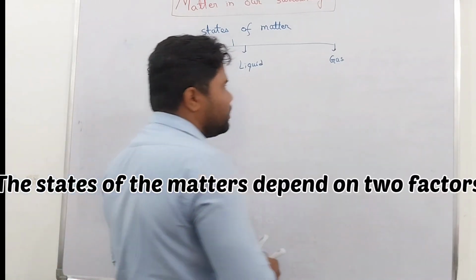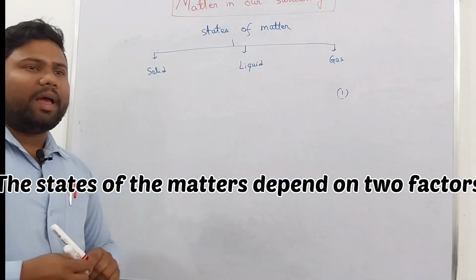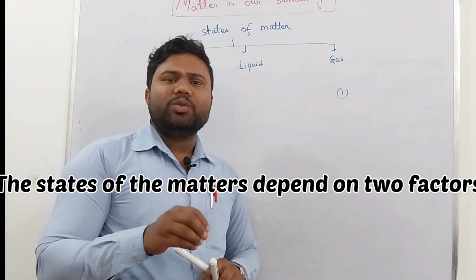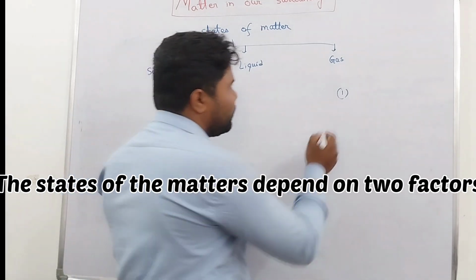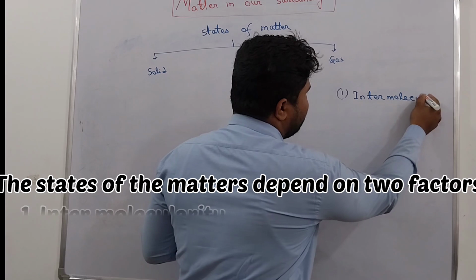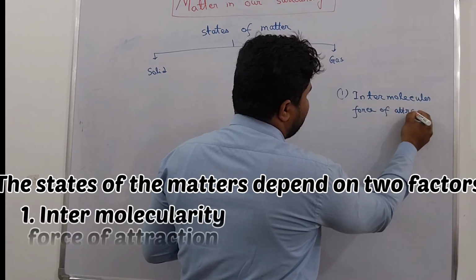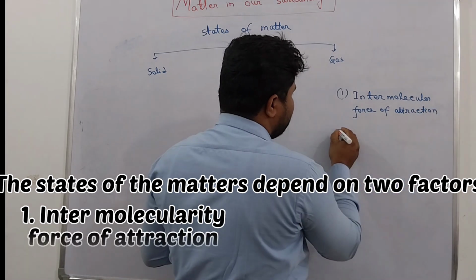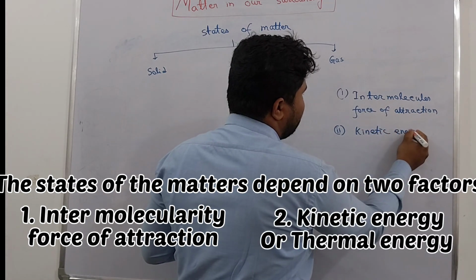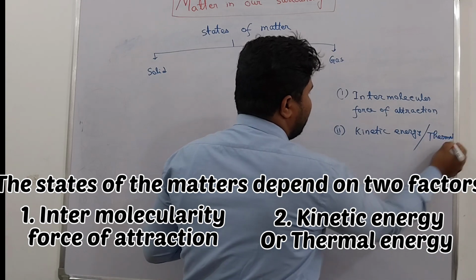According to the kinetic theory of matter, the state of matter depends on 2 factors. The first one is the intermolecular force of attraction, and the second one is kinetic energy, which is sometimes also known as thermal energy.